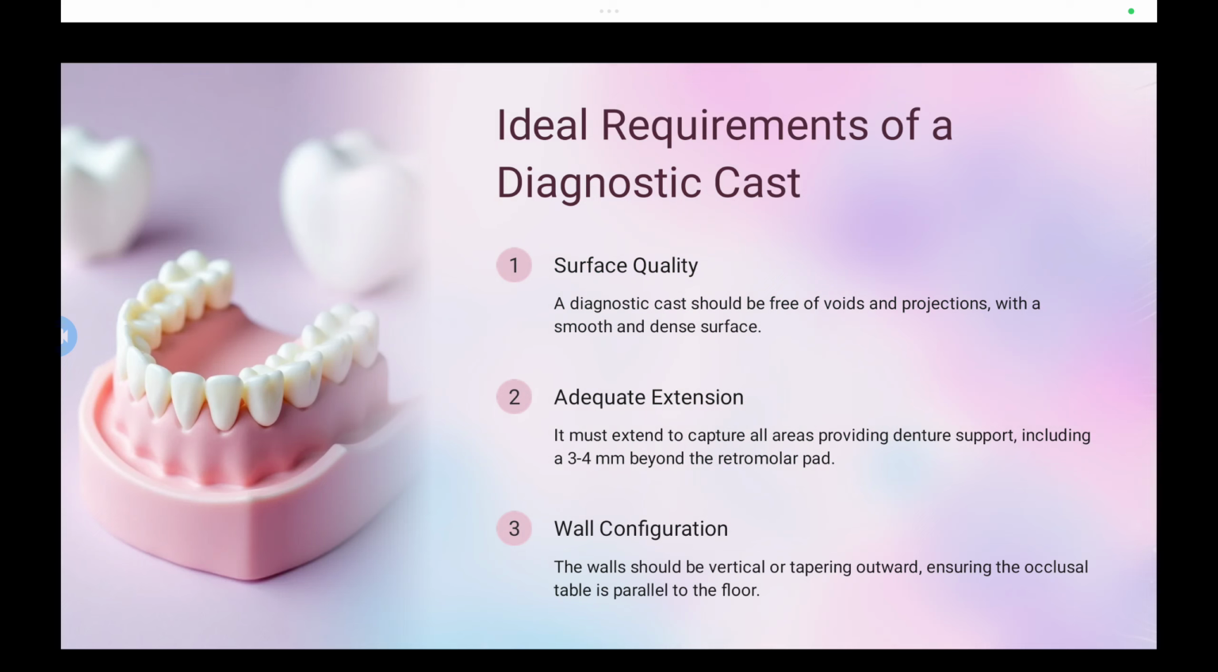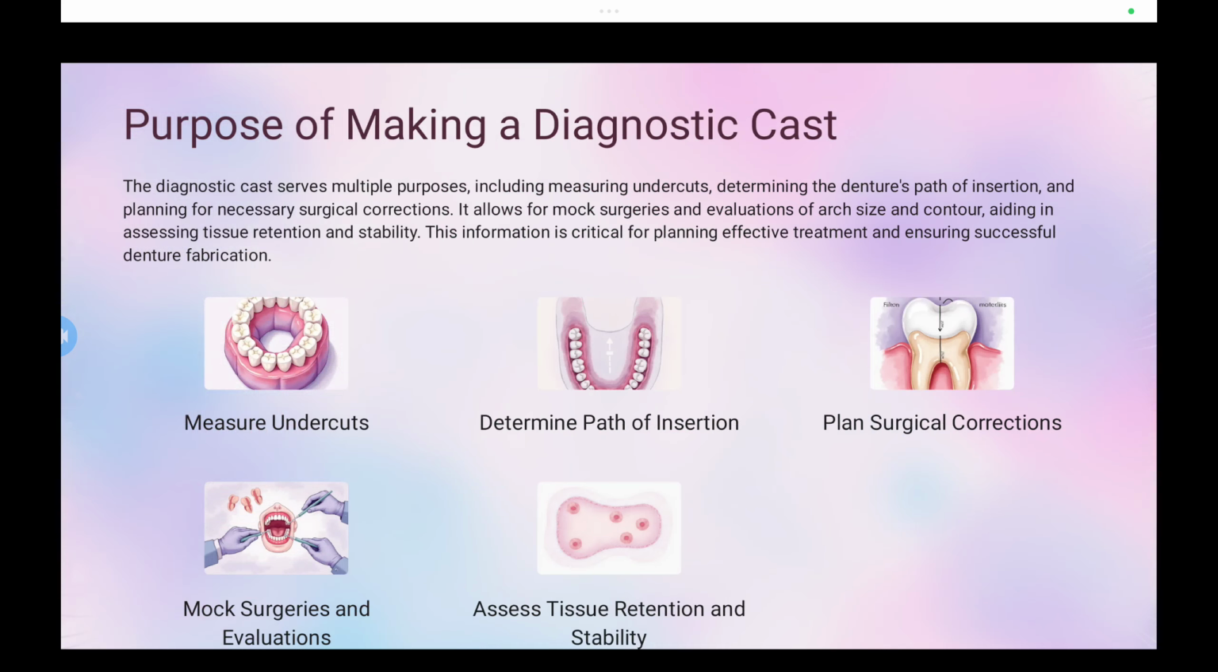Third is the wall configuration. The walls should be vertical or tapering outwards, ensuring the occlusal table is parallel to the floor. Purpose of making a diagnostic cast. The diagnostic cast serves multiple purposes, including measuring undercuts, determining the denture's path of insertion, and planning for necessary surgical corrections. It allows for mock surgeries and evaluations of arch size and contour of the patient's oral cavity, aiding in assessing tissue retention and stability of the complete denture.